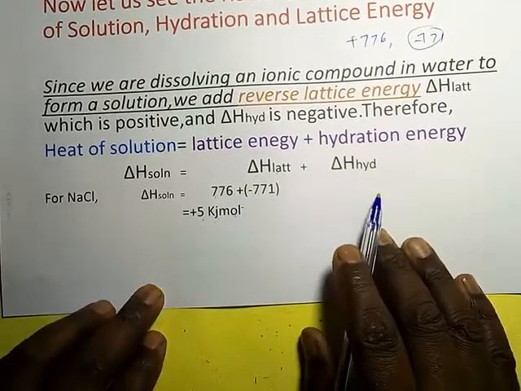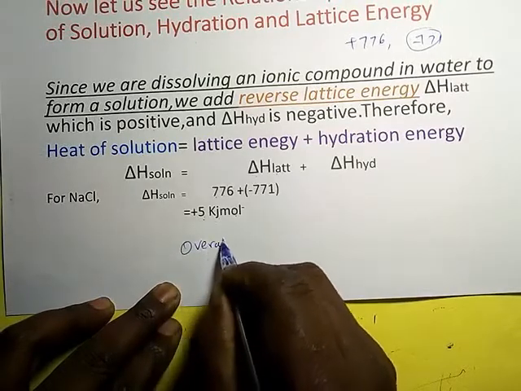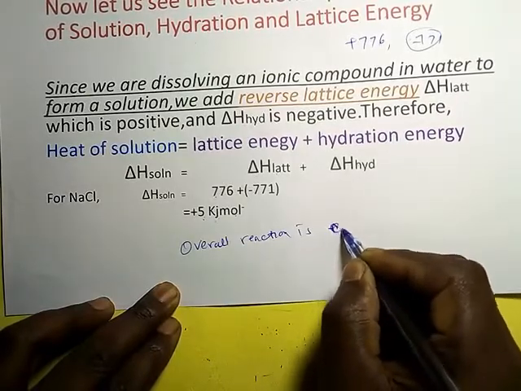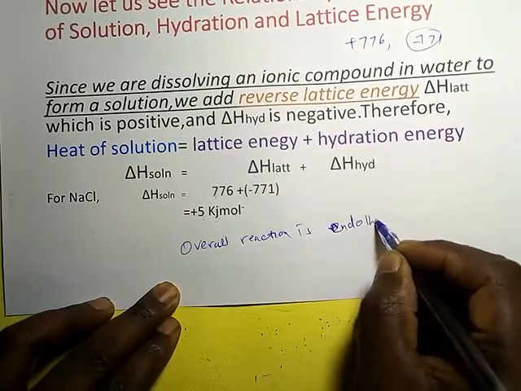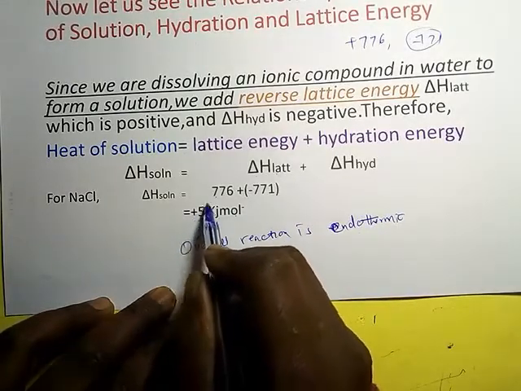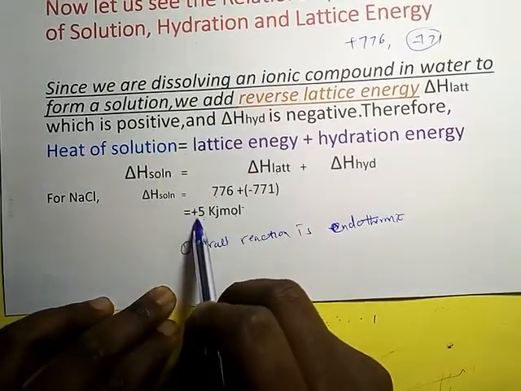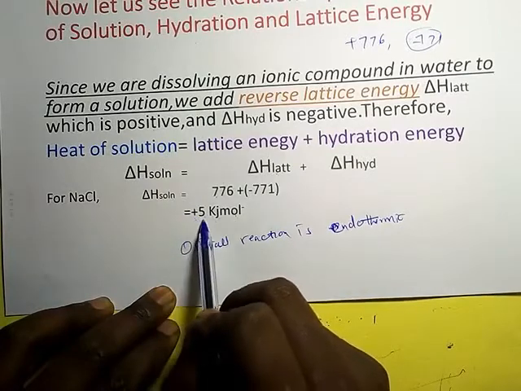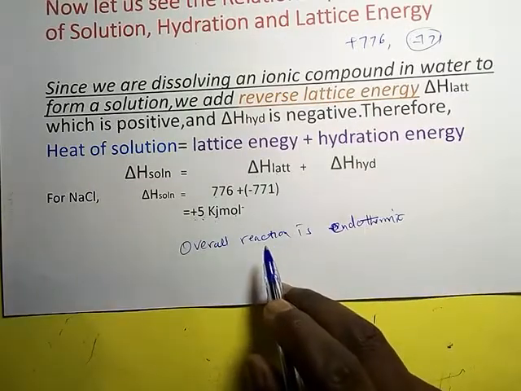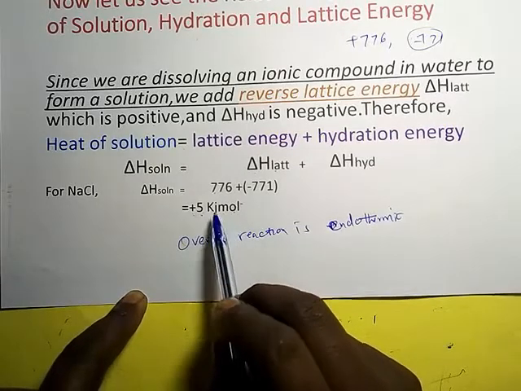So what that means is that the overall reaction is endothermic, because during this solution formation we are getting a positive number, meaning that the overall reaction is endothermic. Now this value here will help us to draw the energy level diagram and even the energy cycle.